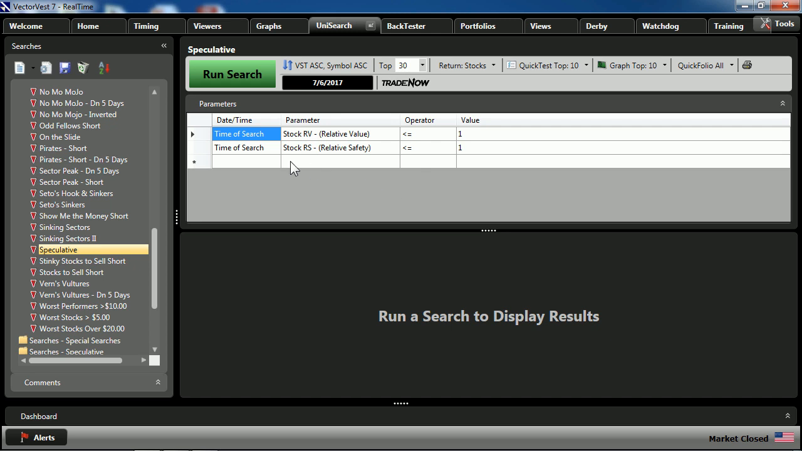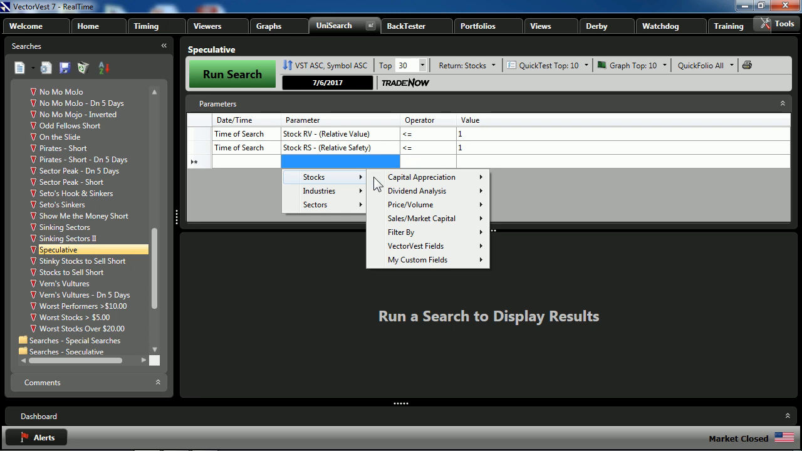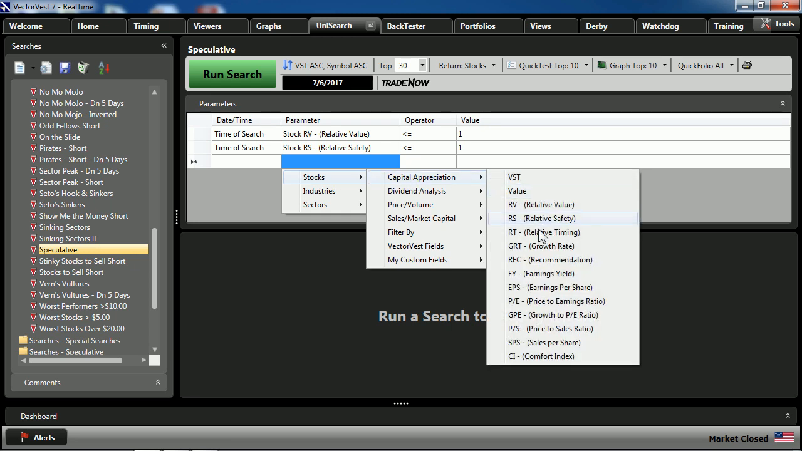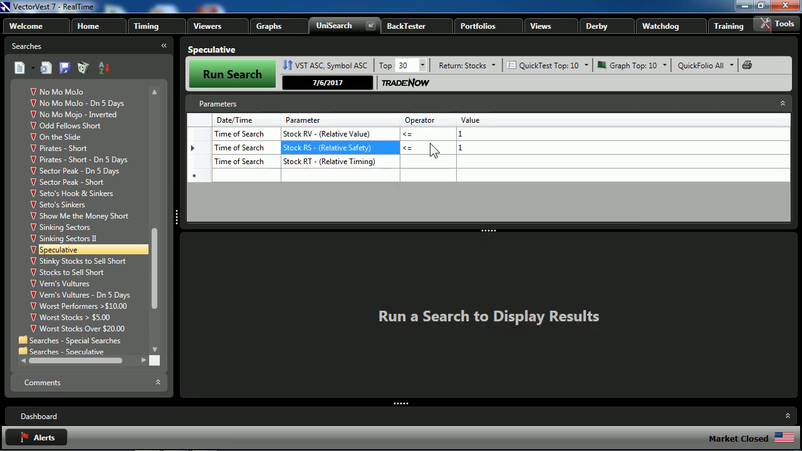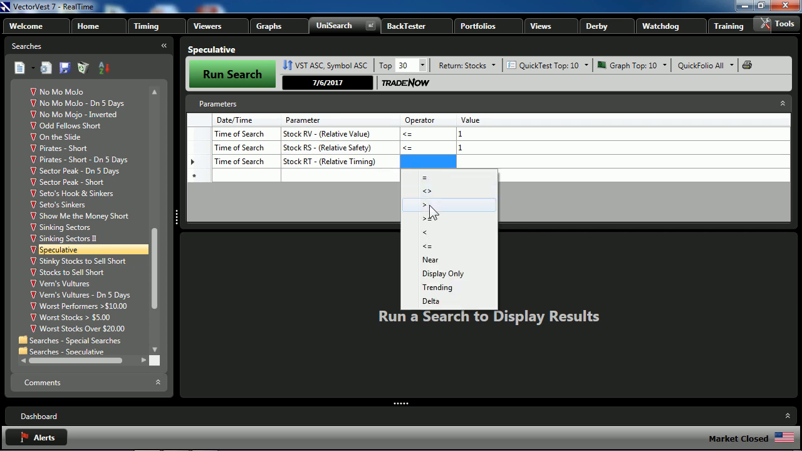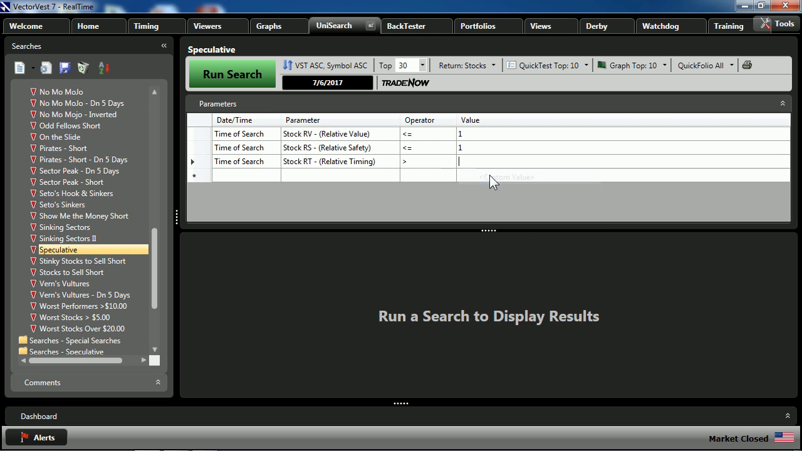Now I'm going to add a parameter here. I'm going to hover my mouse over stocks, capital appreciation. I'm going to select RT. Even though the fundamentals are going to be poor, we want the stocks to be rising in price. So I want the RTs to be greater than not only 1, but 1.7. I want these stocks to be skyrocketing in price.